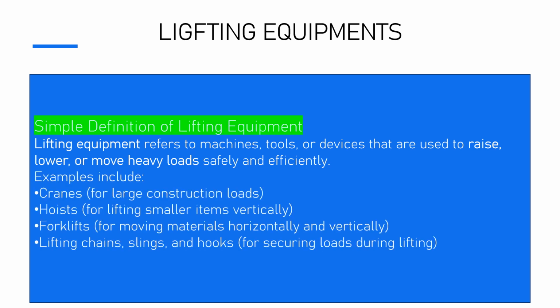For example, cranes, the moving cranes, the EOT crane, hoists and forklifts are also lifting equipment, mobile equipment for moving loads. Lifting chains, slings and hooks are all under lifting equipment. That means webbing slings, chain slings, rope slings, hooks, D-shackles and bow shackles are all under lifting equipment.